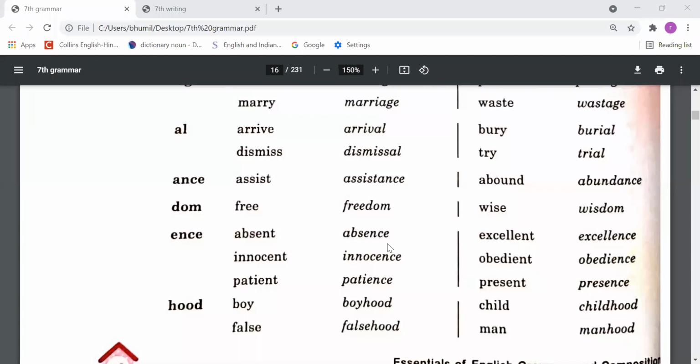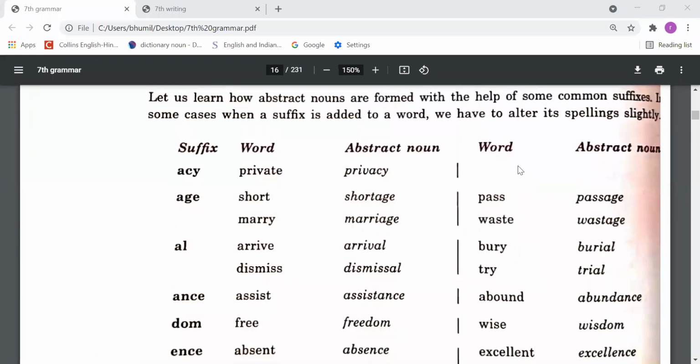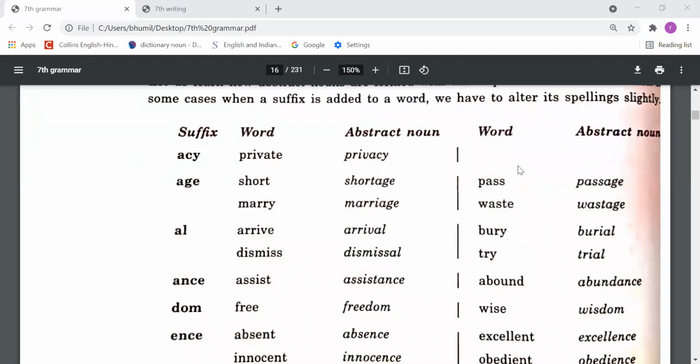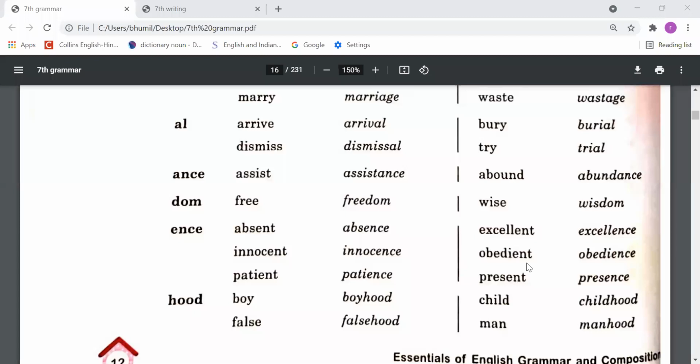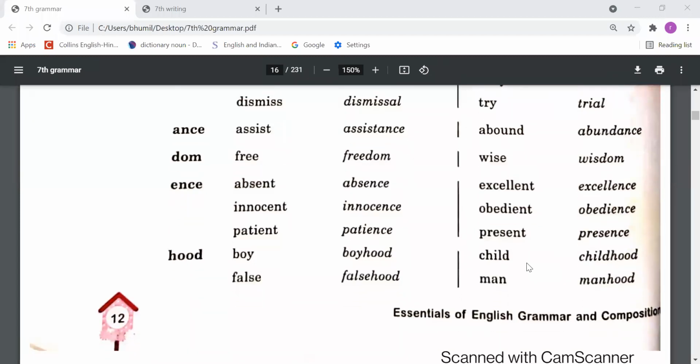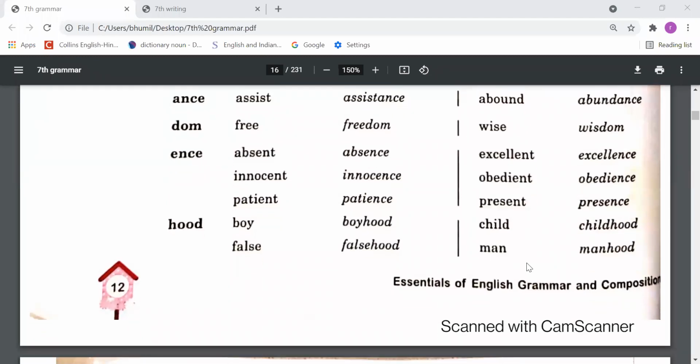Next, pass, passage. Waste, wastage. Bury, burial. Try, trial. Abound, abundance. Wise, wisdom. Excellent, excellence. Obedient, obedience. Present, presence. Child, childhood. Man, manhood. So these are the abstract nouns, and in this way, after adding suffixes, we can create abstract nouns, right?